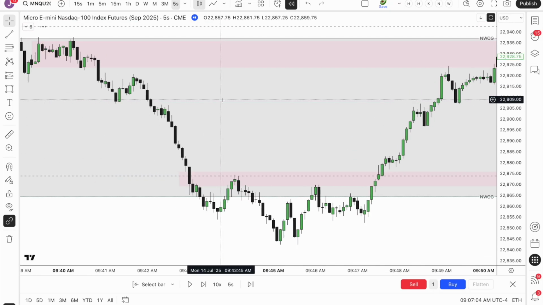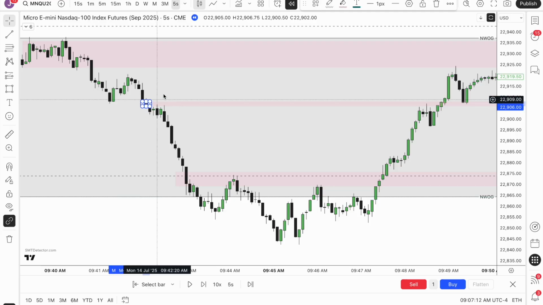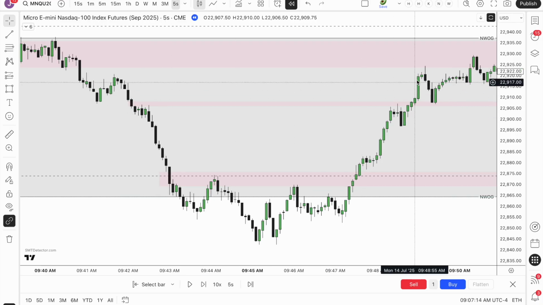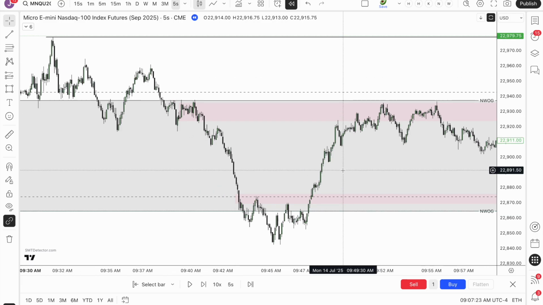data. Not really. Not really. You might be able to use this little fair value gap there. We get above it, come back and test it, and then continue. But you don't want to be making these PD arrays on the 5-second chart. You want to use the 15-second.